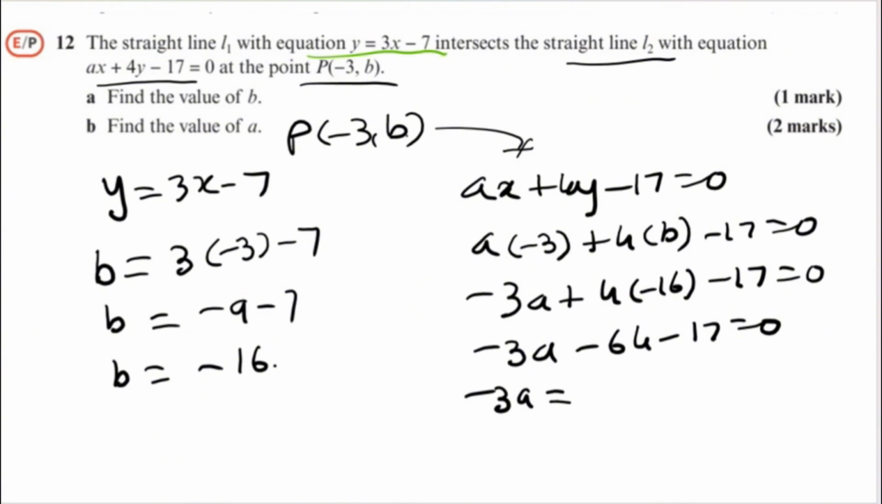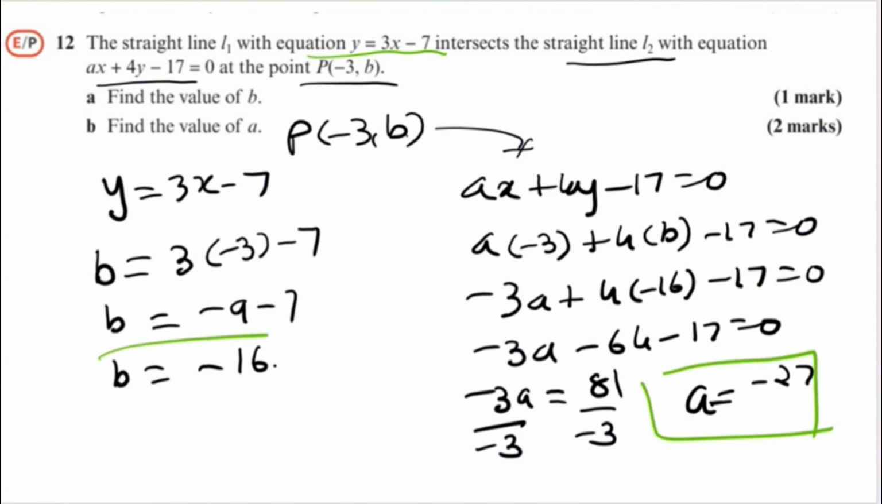So minus 3a is equal to, I am moving both to this side, will give me 81. So divide by minus 3, divide by minus 3. So my a value I am getting is minus 27. So this is the value of a and this is the value of b. We have to use this common intersection point to solve both line equations.